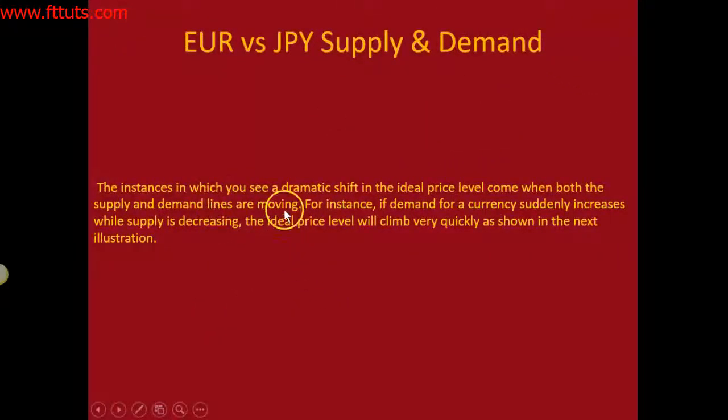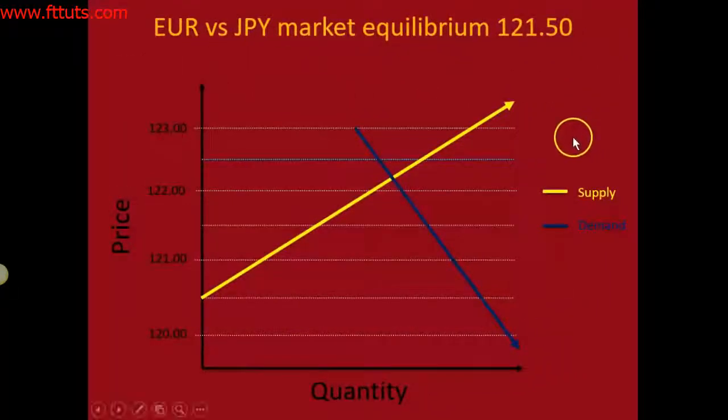So the instance in which you see a dramatic shift in the ideal price level comes when both the supply and demand lines are moving. For instance, if demand for a currency suddenly increases while supply is decreasing, the ideal price level will climb very quickly, as shown in the next illustration. And you can see the ideal exchange rate is much higher than 122 at the moment. As you can see, we had a decrease in supply and we moved the demand line more to the right. You can see what happened.